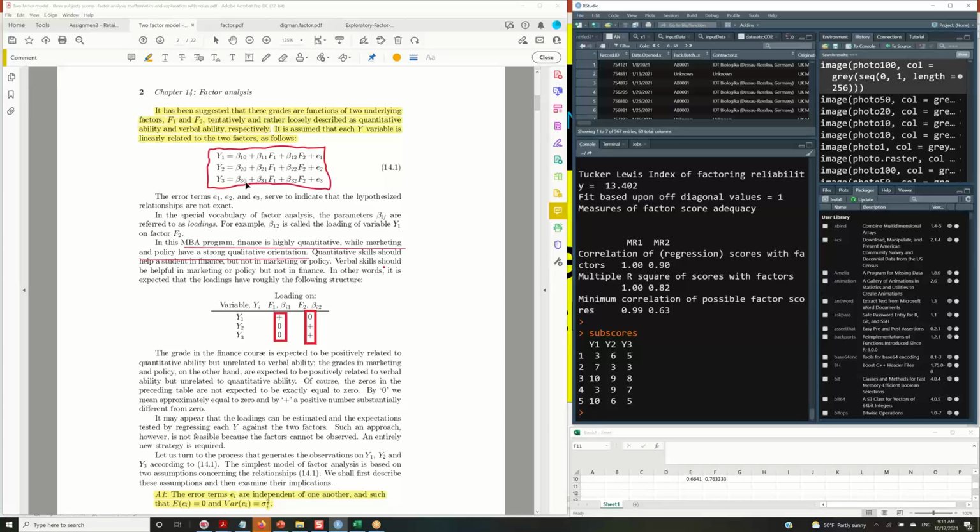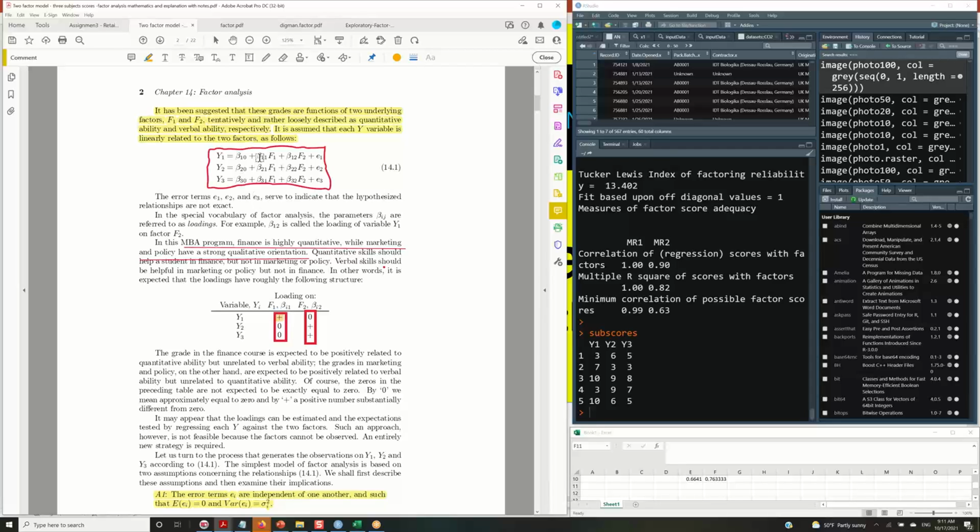The whole idea is that we have some idea, for example, that in this MBA program, finance is highly quantitative, while marketing and policy have a strong qualitative orientation. So we expect some kind of high loadings for factor 2 on the marketing and policy scores, and factor 1 is going to be highly loaded with the value.